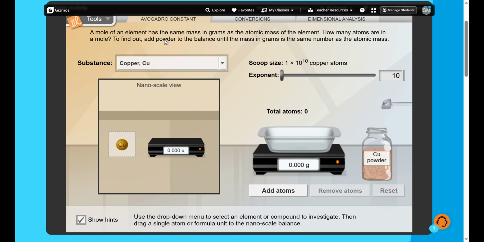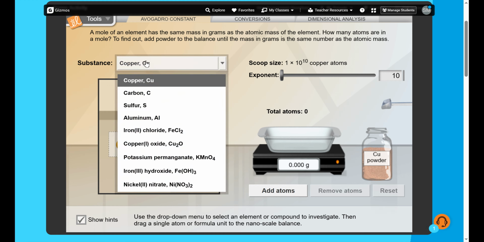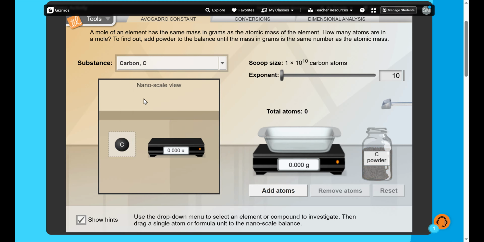Here in Avogadro's constant, we can choose different substances. Copper is chosen for us automatically, although I like to use carbon. On the left-hand side, we have a nanoscale. We have a really small scale where we can drag one atom of carbon onto the scale, and it tells us the average mass of one carbon is 12.011 u. This u is an atomic mass unit, and it's best known as atomic mass unit.